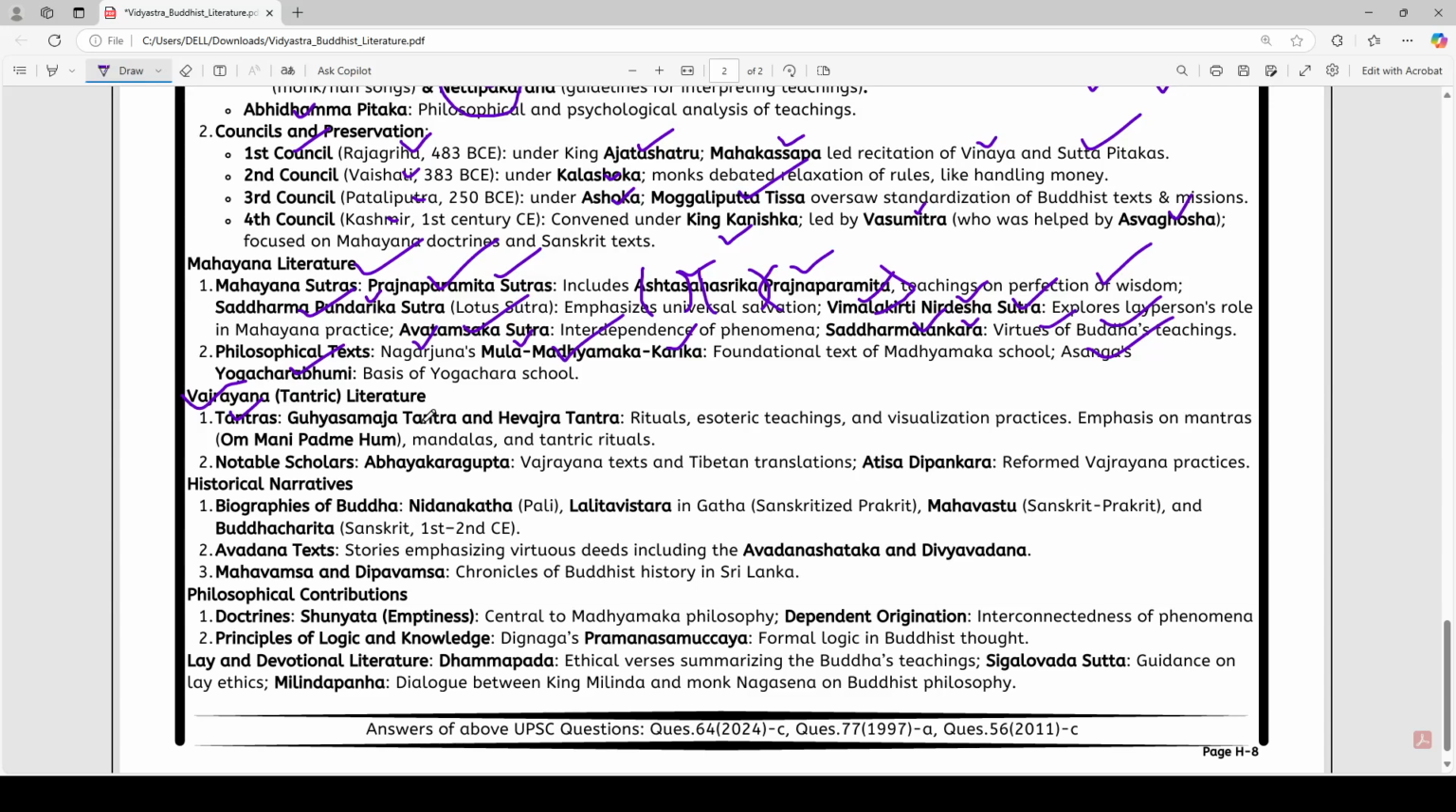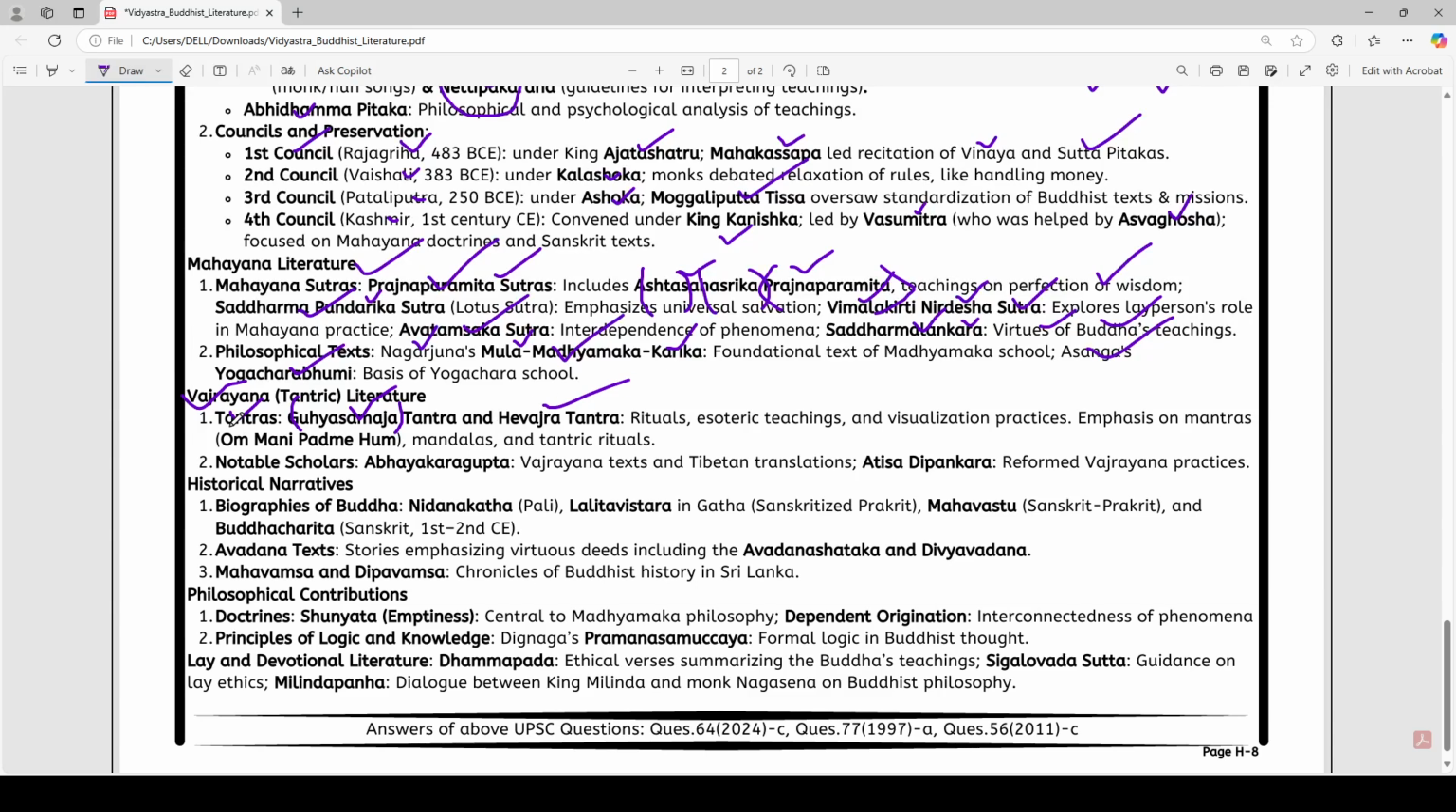There are two tantras. This one is the Guhya Samaj Tantra. Guhya means secret, Samaj means society. So the tantras of the secret society. It is a work which is contained in this Guhya Samaj Tantra. Next is the Hevajra Tantra. Hevajra is a wrathful deity of the Tantric or the Vajrayana school. So his teachings are included in the Hevajra Tantra.